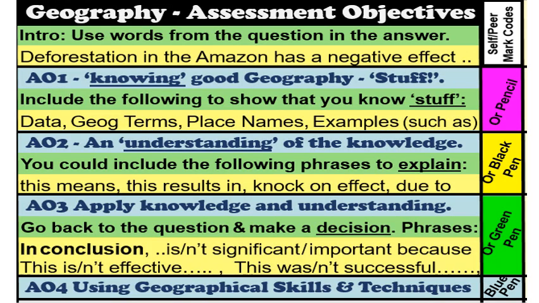This slide should now be very familiar to yourselves, including all of your assessment objectives we talk about regularly in class. Working through from AO1, our knowledge, so our geography stuff, our data, our geographical terms, place names and examples. We then move on to AO2, so this is our understanding and applying. It's letting us know that we know how to use the knowledge. So this means that this results in a knock-on effect. And finally moving on to AO3, so we're making a decision with our understanding, so a final conclusion or mini conclusions throughout our answer, with statements such as this is significant, this is important because.